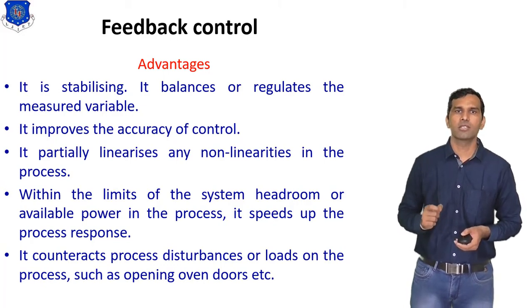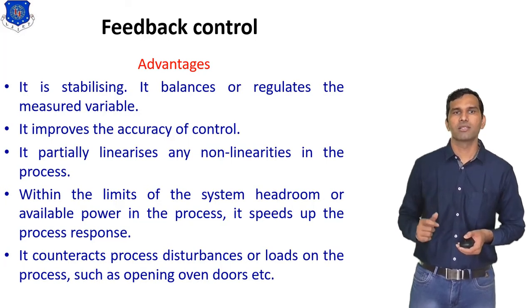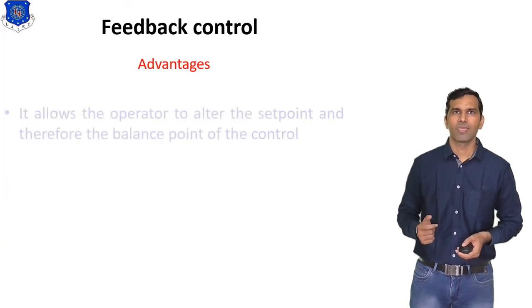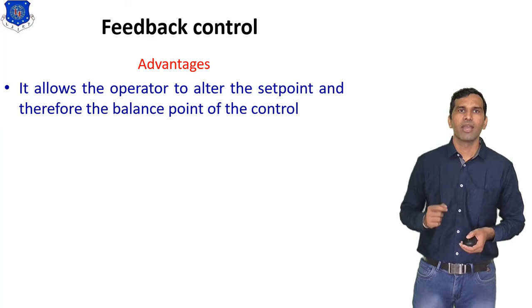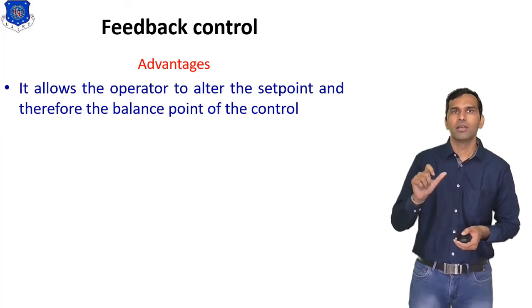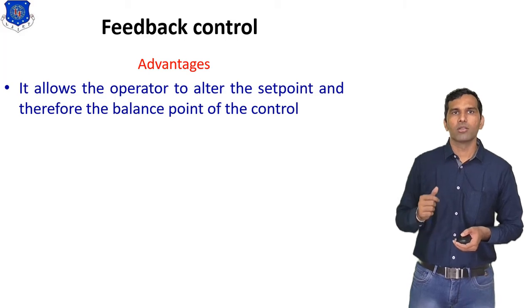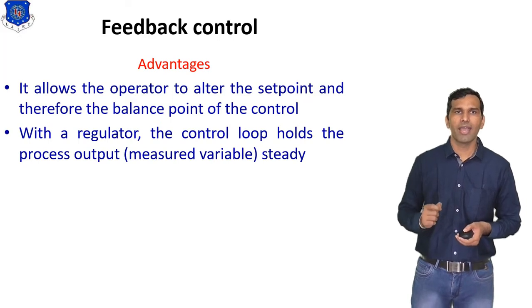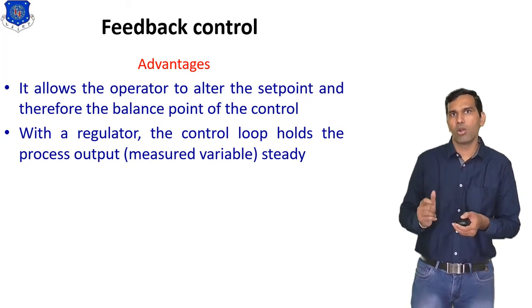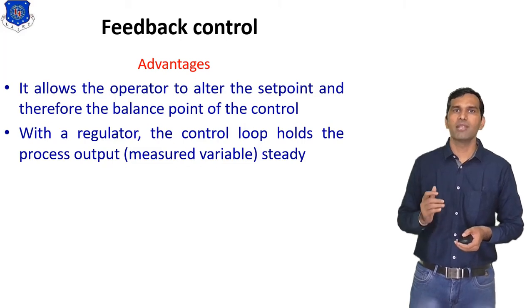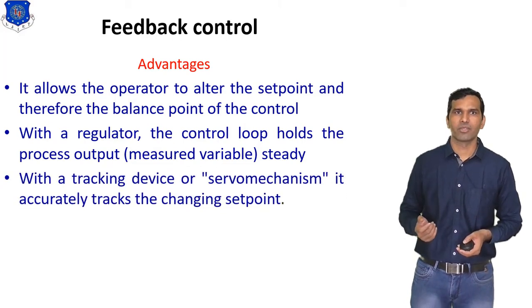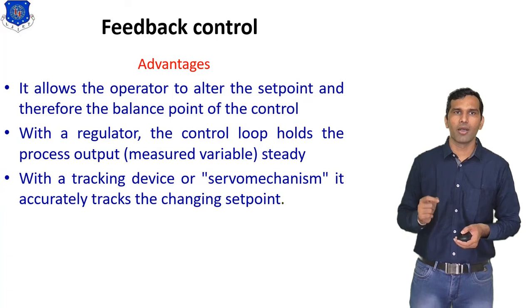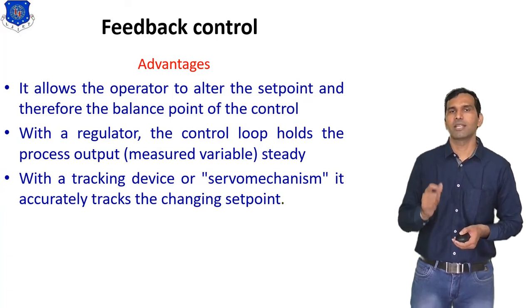It counteracts process disturbances or load on the process, such as opening of doors, etc. Another advantage is that it allows the operator to alter the set point, and therefore the balance point of the control. The next one is that with a regulator, the control loop holds the process output or measured variable steady. With a tracking device or servomechanism, it accurately tracks the changing set point.